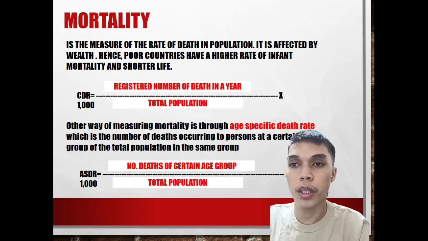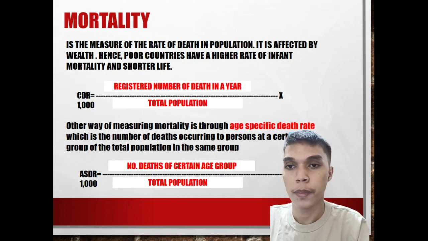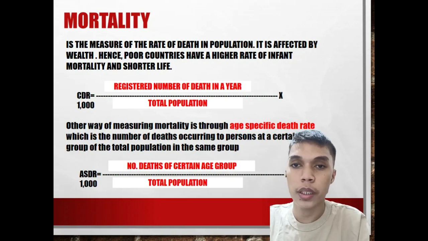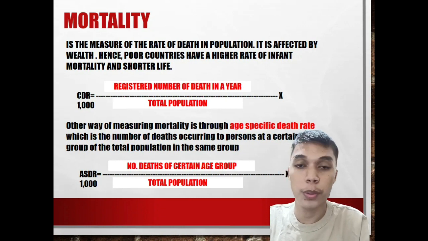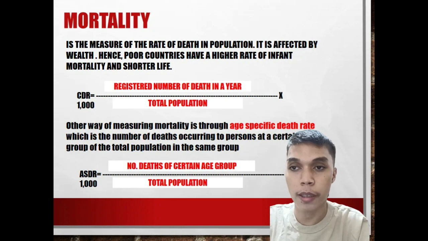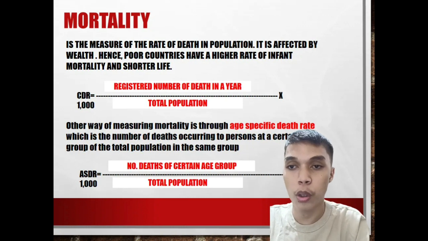Here we have the formula for mortality. CDR times 1,000 equals the registered number of deaths in a year over the total population. Another way of measuring mortality is through the age-specific death rate. Earlier we had the ASFR, which is the age-specific fertility rate. Now we have the death rate. ASDR times 1,000 equals the number of deaths of a certain age group over the total population, and that will give you the result of the age-specific death rate.